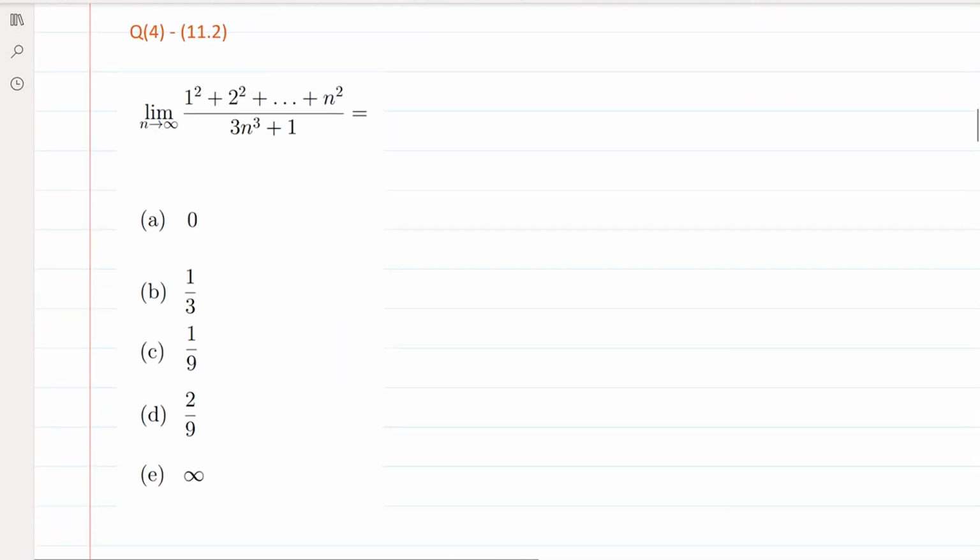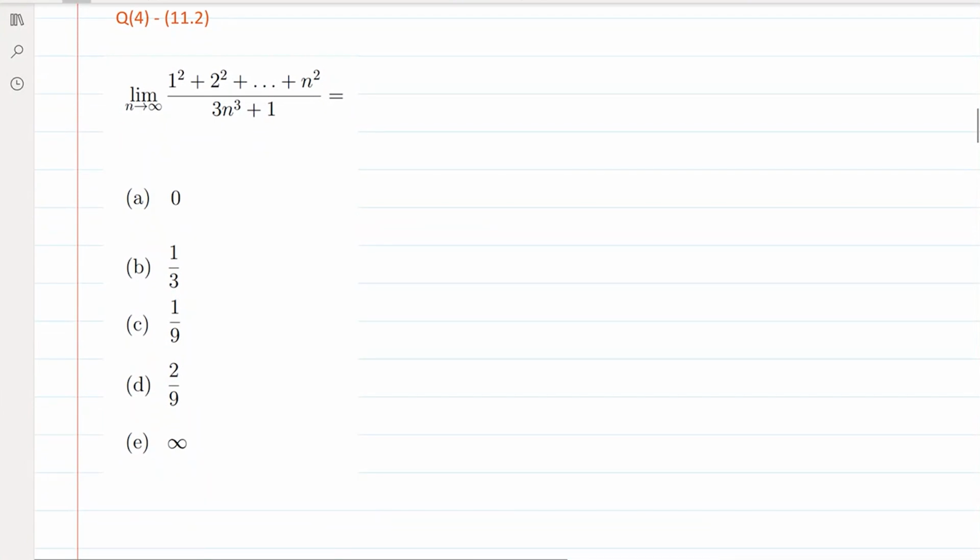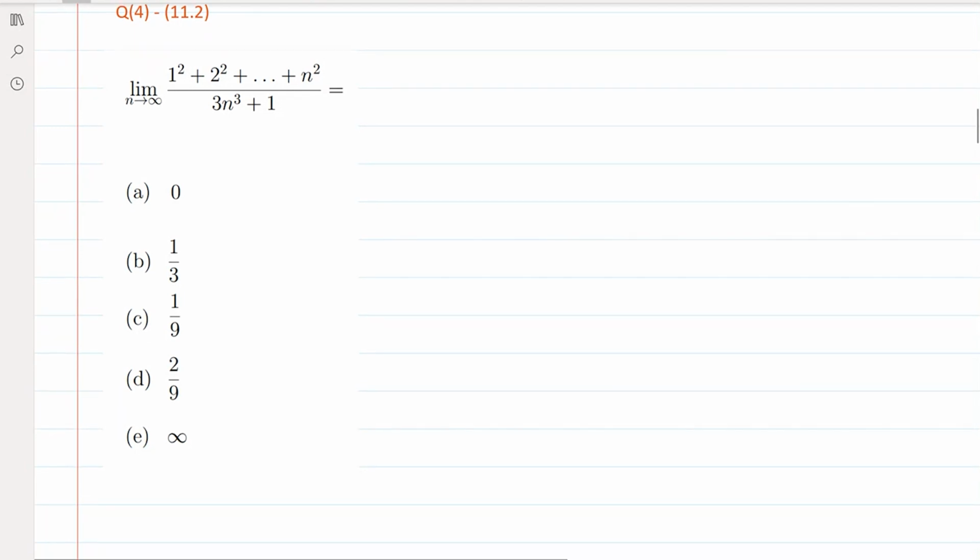Now, for this question, Shabab, 11 point, I think it's from 11.4. I need all of you to solve this question. This limit equals what? Is it A, B, C, D, or infinity, E? Which one of these is correct? Yalla, all of you try to solve this question, then we will discuss it. If you solve it, raise your hand. I will give you 3 minutes.